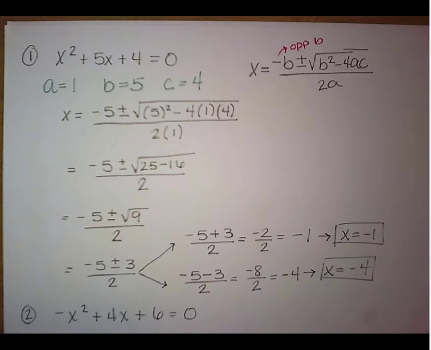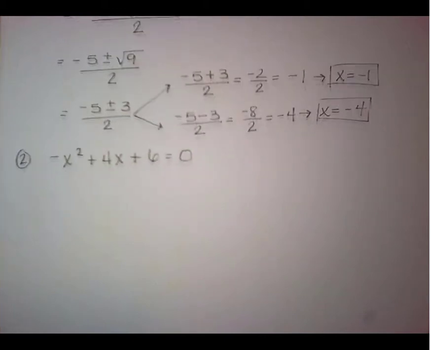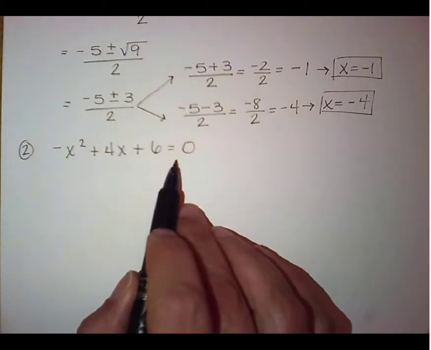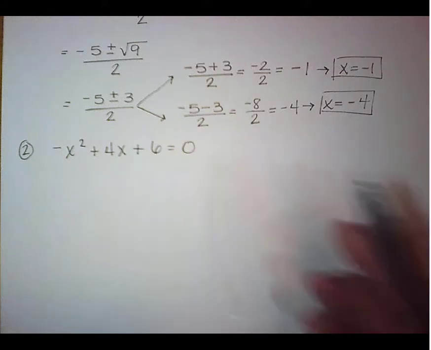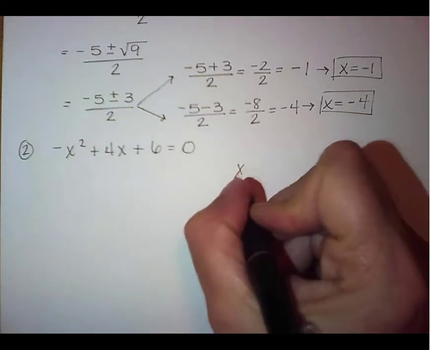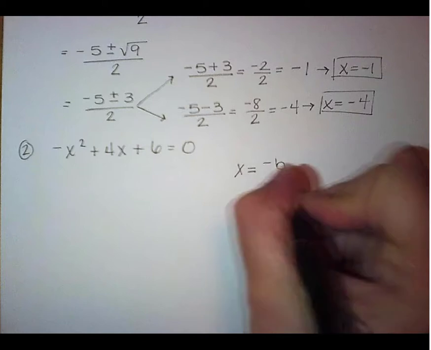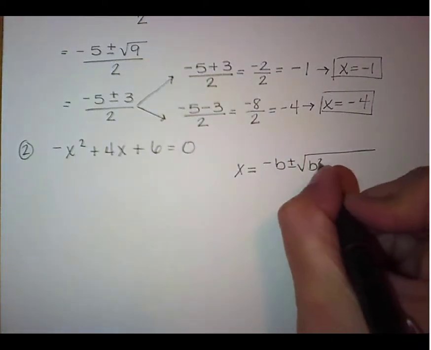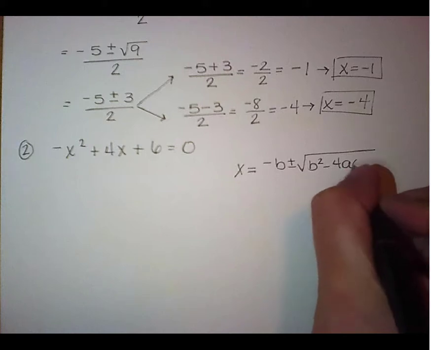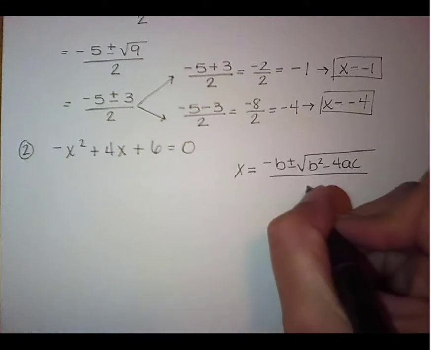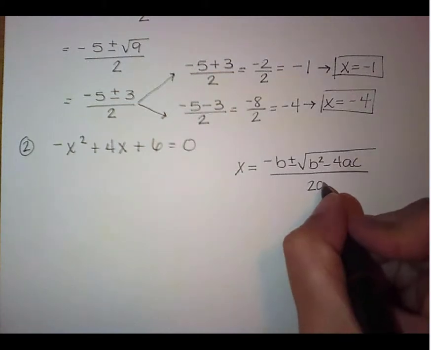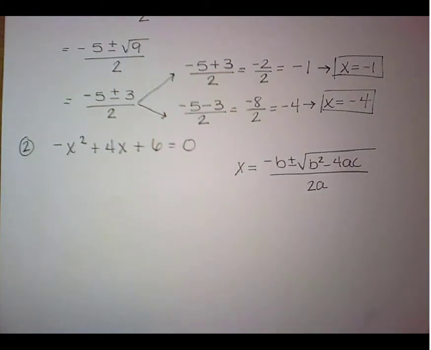Okay, so let's look at the second one. Again, we're still solving by the quadratic formula. It is actually equal to 0 again, so we don't have to worry about that. If we need to, we can come over here to the side and write our quadratic formula one more time, making sure we have that memorized. Remember, you do need to have the quadratic formula memorized. So we've got -b plus or minus the square root of b squared minus 4ac over 2a.